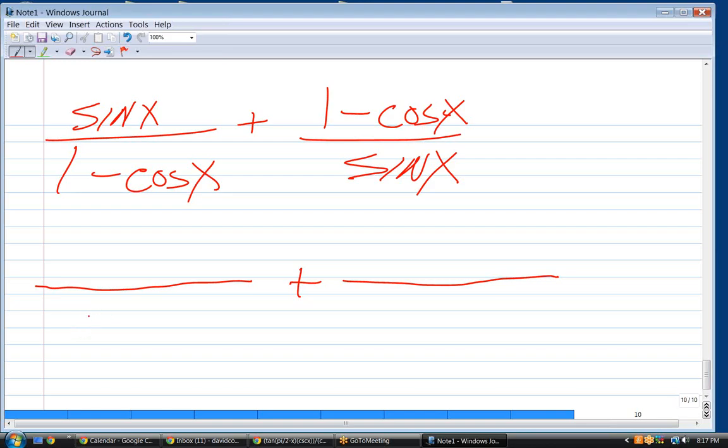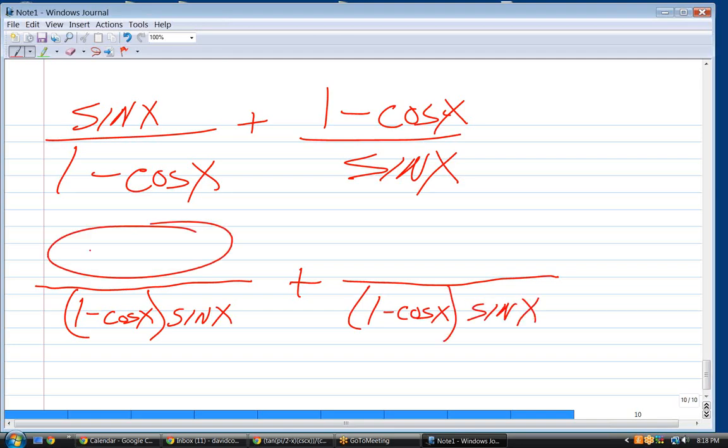So first, we'll need the common denominator. Which is? 1 minus cosine x times sine x. And it's better to not distribute these, and I'll show you why in a minute. Until you have to. Don't automatically distribute that, because a lot of times you won't want it distributed, you want it factored. Okay? I think it'll be demonstrated why here.